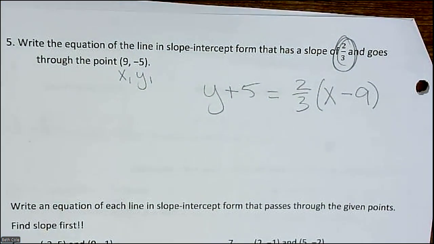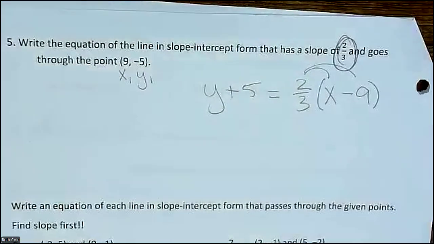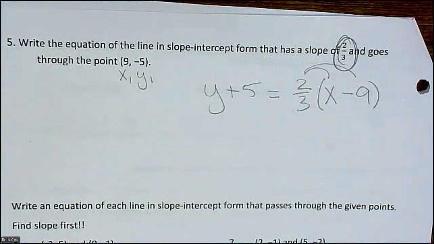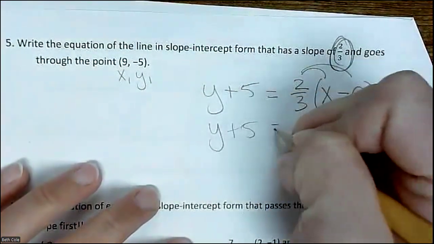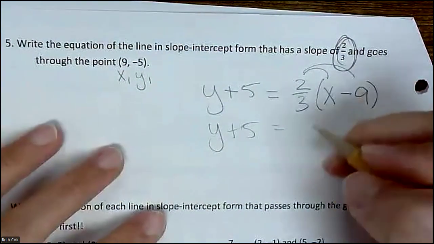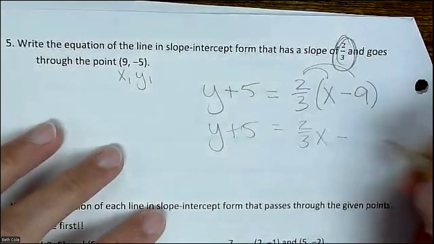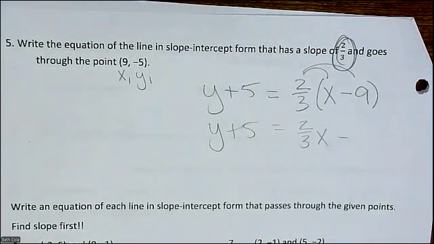And there are 2 steps of work. It will only ever be 2 steps. You're going to distribute your slope and get the y by itself. That's the point. All right. So it'll be y +5 equals 2/3 x.